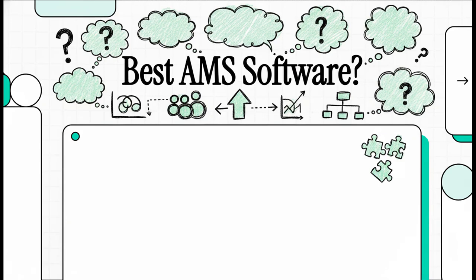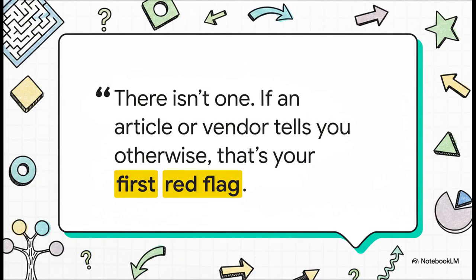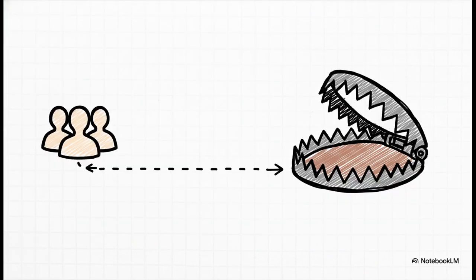Let's tackle one of the biggest questions in the association world. So many organizations kick off their software search by asking this exact question. But honestly, after 25 years in this space, the answer is there isn't one. You see, asking about the best software actually starts you off on the wrong foot.